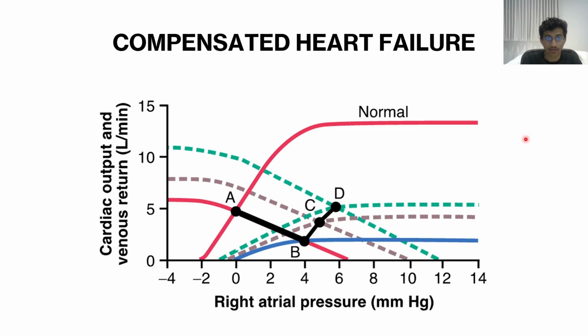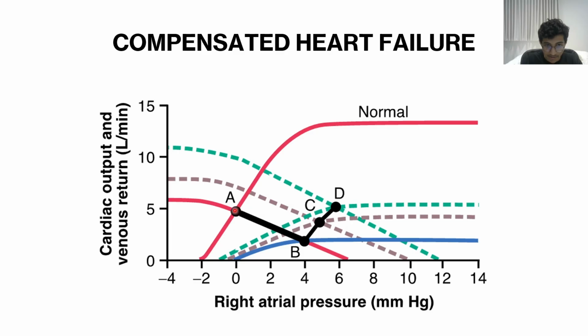Now, let's talk about decompensated heart failure. The graph I showed earlier doesn't have the venous return. Now, this one has it. At point A, this is normal. We have the normal right atrial pressure, which is usually around zero, and we have a cardiac reserve, so this person can tolerate exercise.